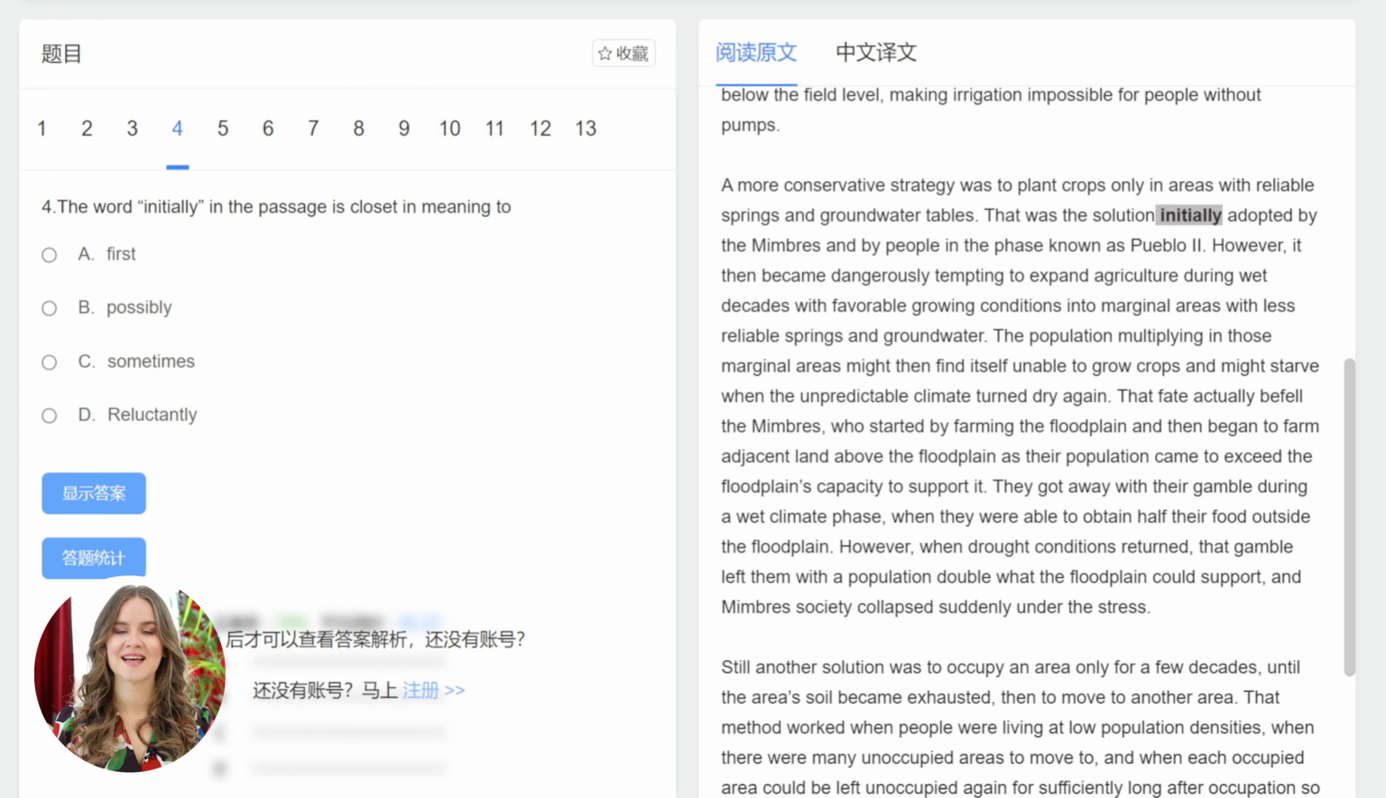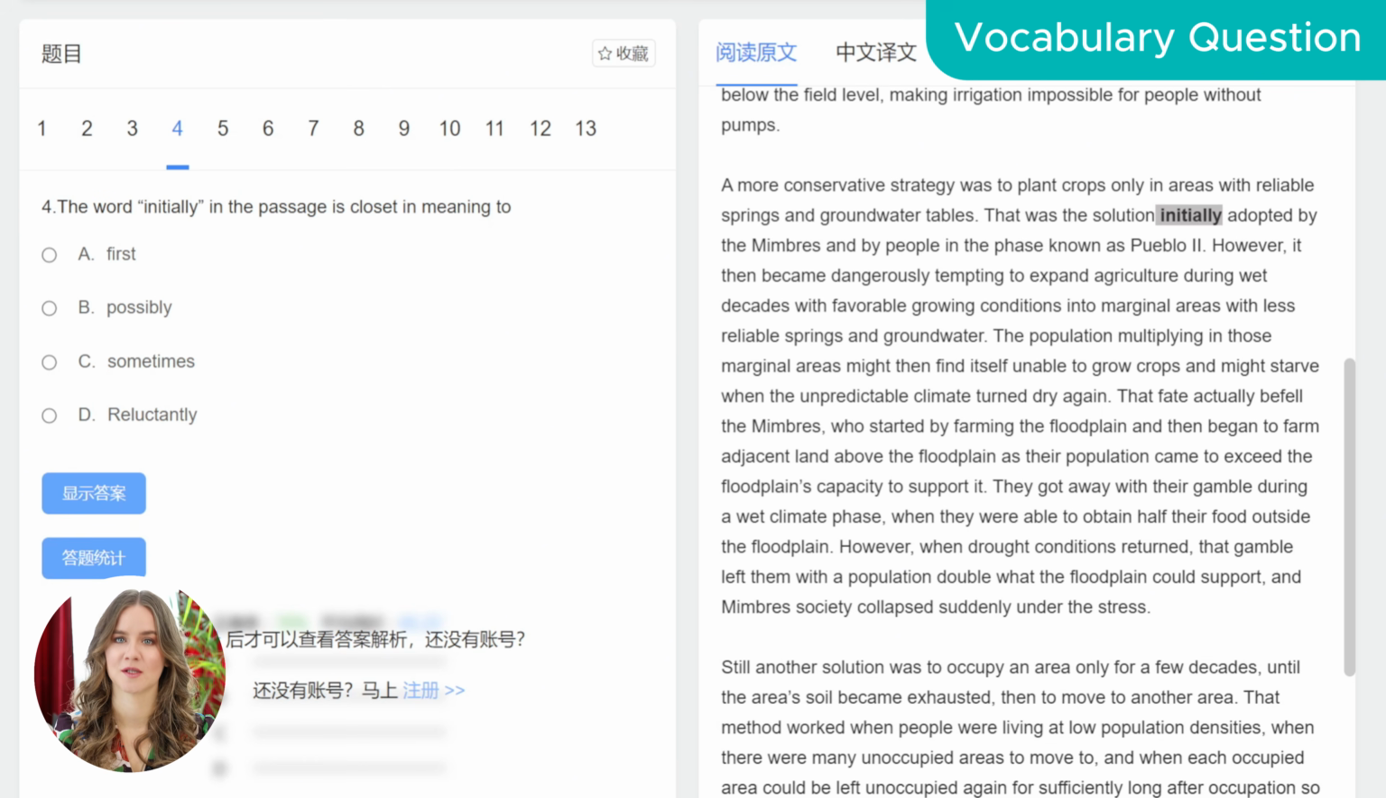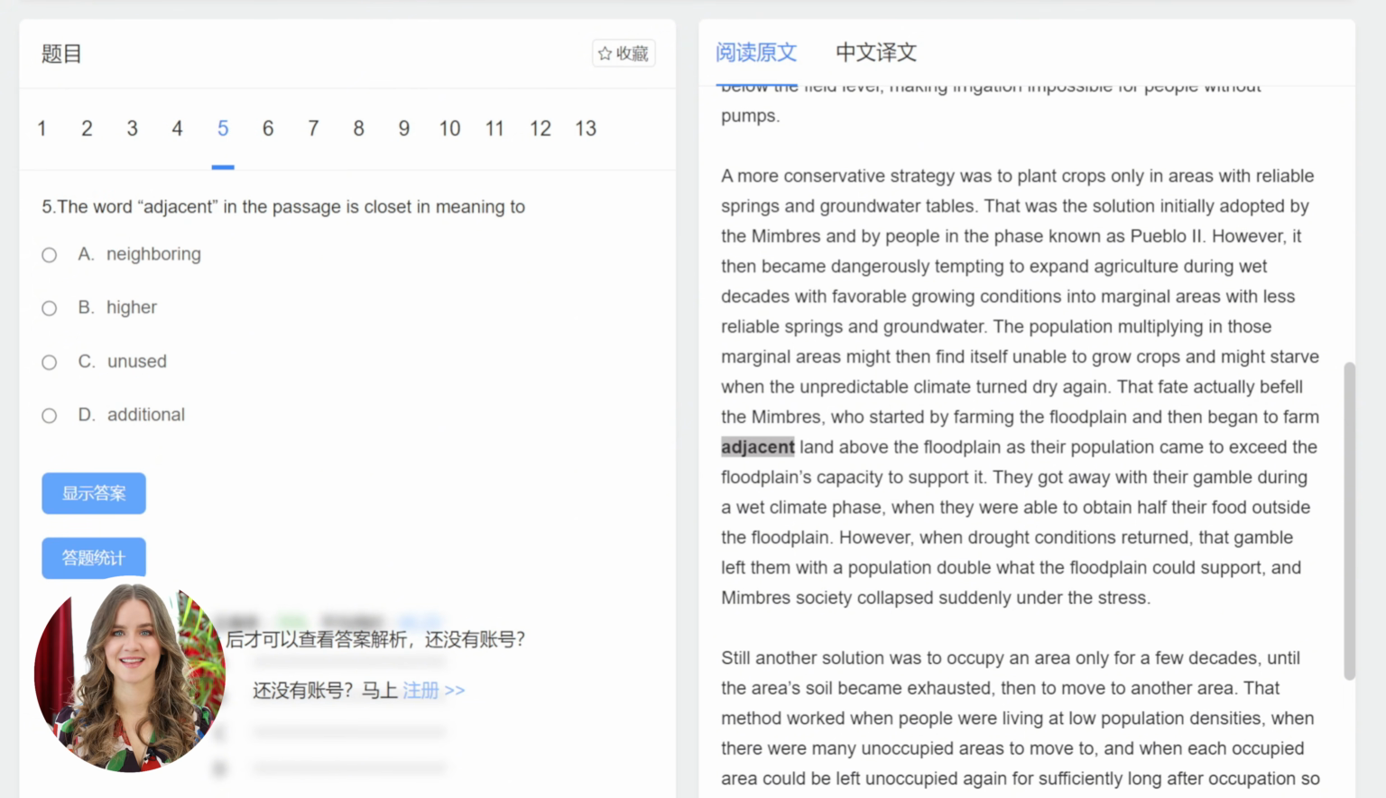Great job. The next question is another vocabulary question. It's about the word initially. We know that initially means at first. So A, first, is correct. Let's move on to question 5. It's one more vocabulary question.